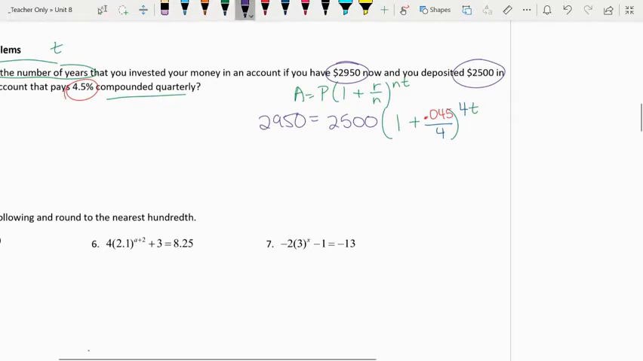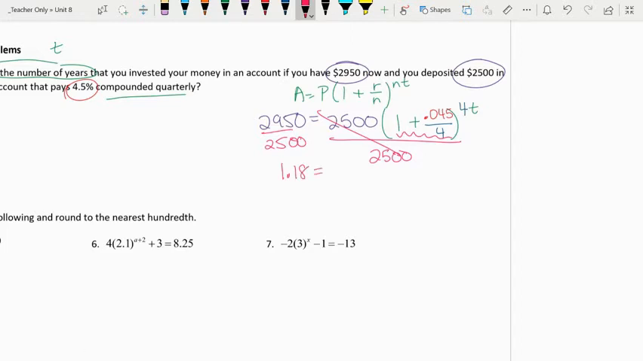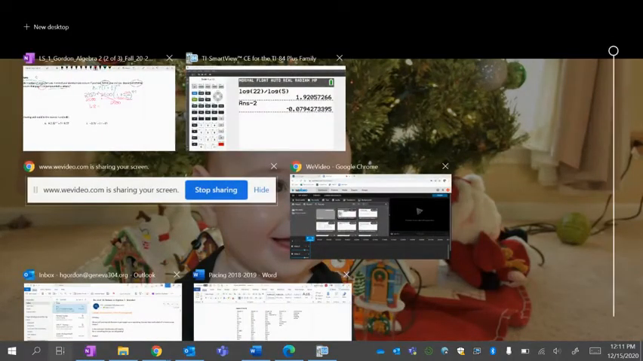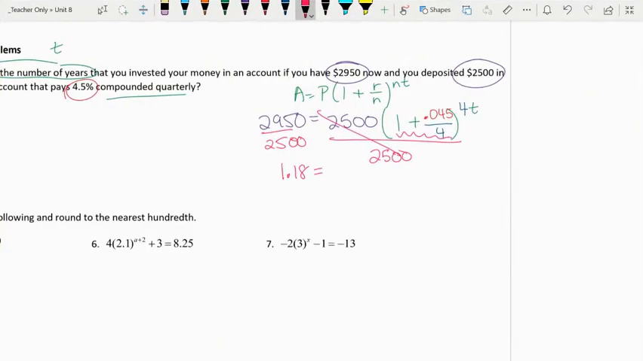The way that I would do this is to get rid of the 2,500, and at the same time, I am also going to clean up this inside because I can get a value for that. So 2950 divided by 2,500 gives me 1.18. If you add 0.045 divided by 4, and 1, you get 1.01125, and it's raised to the 4t.